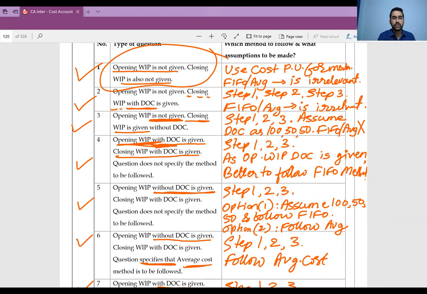Correct. And then question point number 2 and 3, opening is not given. Here also opening is not given. Only closing is given. That means this is covered in question number 6 and 7. From this point till the end is what we are working out now. So this should cover your entire process costing revision.